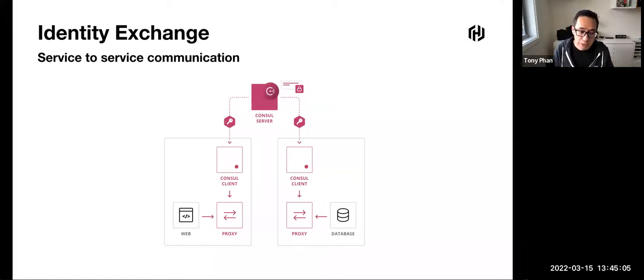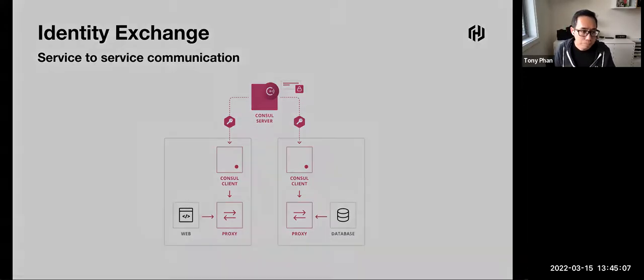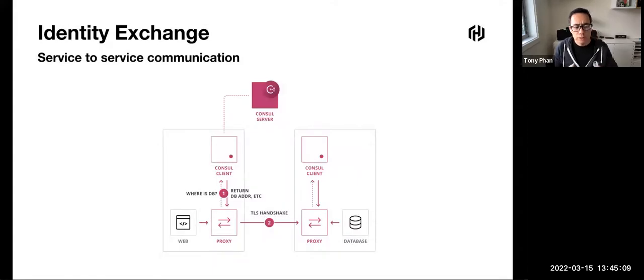Consul has a built-in mechanism to rotate the certificates as well. Now, let's look at the flow of communication and talk through this for a sec. What we see here is a web service that wants to talk to a database service. Within our service mesh, we use Envoy as a proxy. We consider that a sidecar proxy that's sitting next to the application itself.